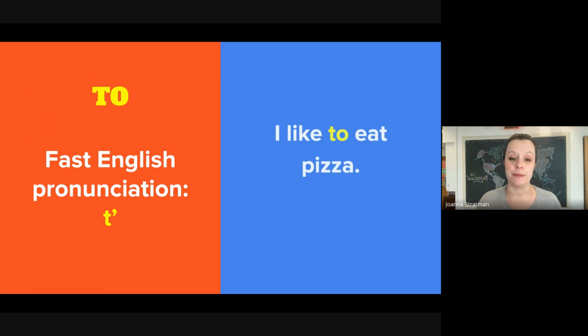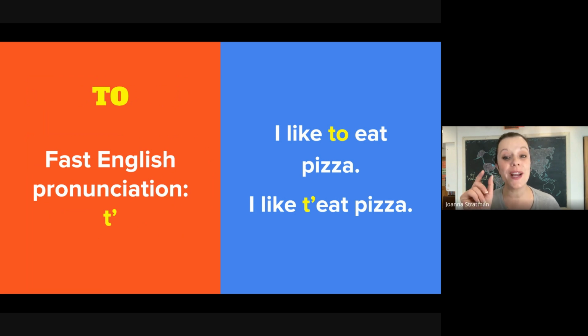Let's look at an example. I like to eat pizza. This is the slow English. I like to eat pizza. All the words are very clear, especially the to. But when you are speaking with a native speaker, you could hear, I like to eat pizza. The to is there, but it sounds more like to eat. So just so you know, I will give you more examples in this video. But remember, when you are listening to native speakers or in a movie or in music, sometimes the T is so fast, it's difficult to hear.